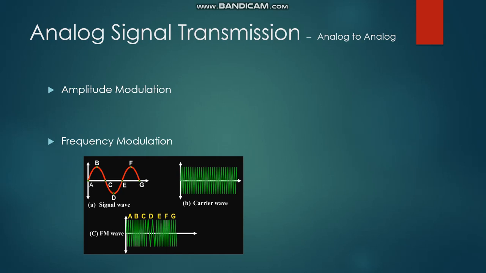Frequency modulation. In frequency modulation, the frequency of the carrier wave is changed according to the signal, as shown in the diagram. Where the signal has a positive value, the carrier frequency is increased, for example, in points B and F. But during the negative signal peak, for example, in the point D, the carrier frequency is reduced.